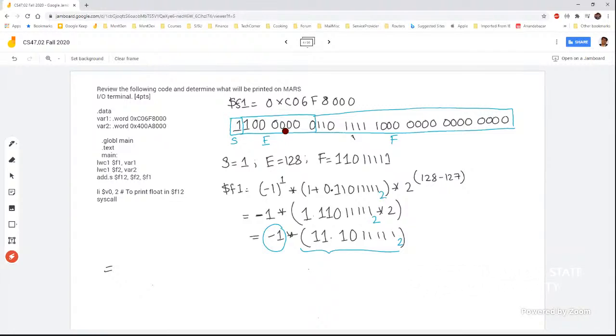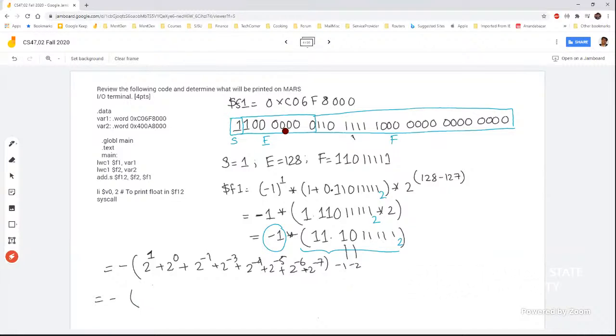Now, what is the fraction part, the value part of it? This is minus 2 to the power 1, 2 to the power 0, plus 2 to the power -1. So this is -1, this is -2, plus 2 to the power -3, 2 to the power -4, 2 to the power -5, 2 to the power -6, 2 to the power -7. Now use the calculator to do that.